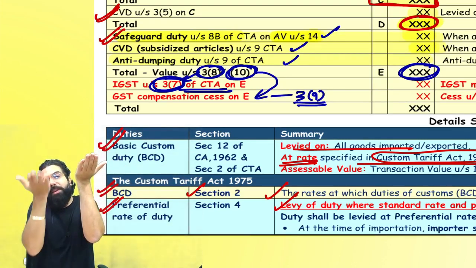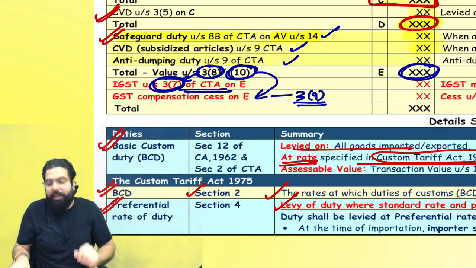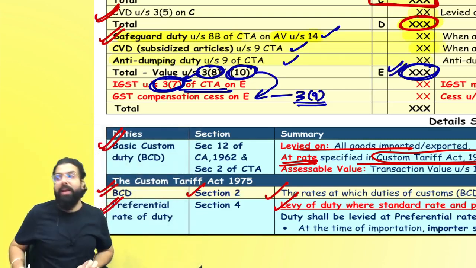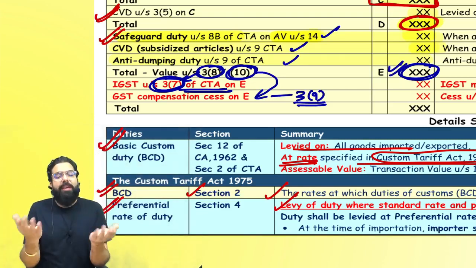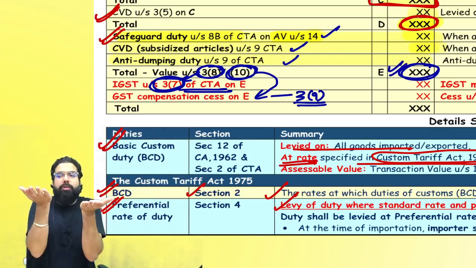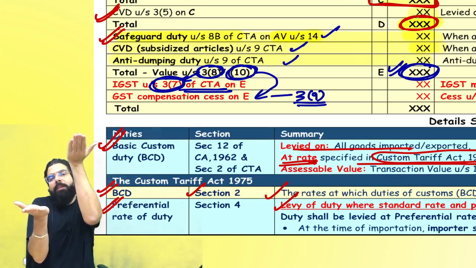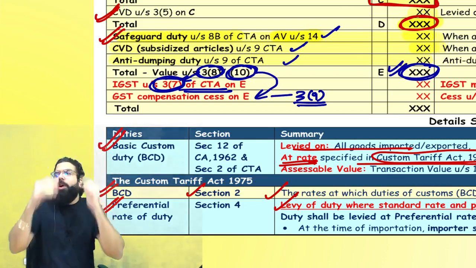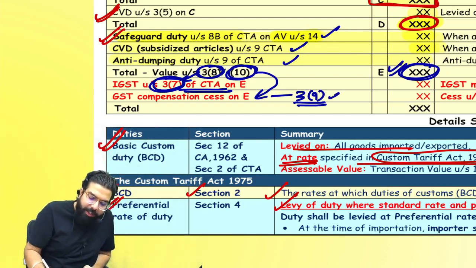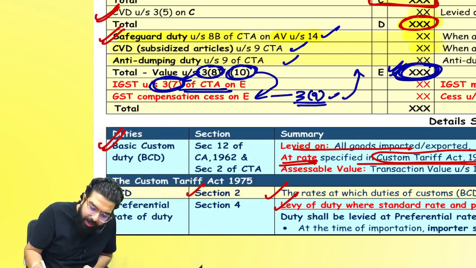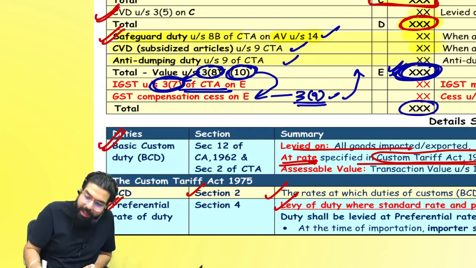CVD under section number 37 is levied on the value under 38. Then, if Indian goods pay IGST, imported goods also pay IGST under section number 37. Indian goods pay GST compensation cess, imported goods also pay GST compensation cess under section number 39 on the value under section number 310. Right, everyone? And you will get a total.